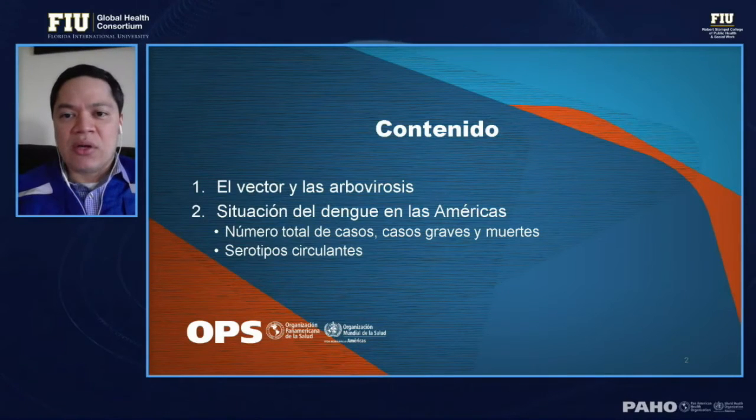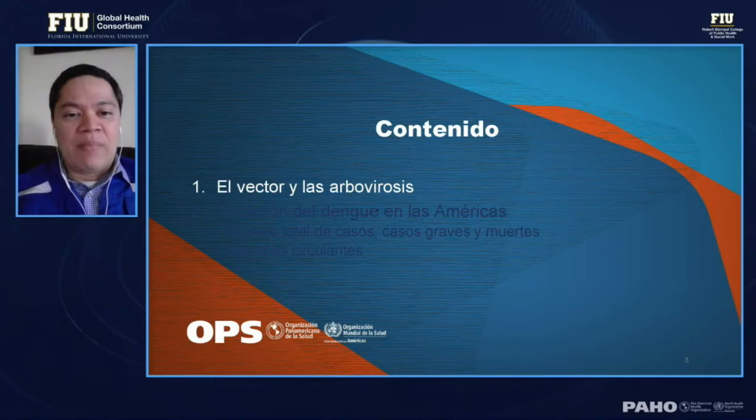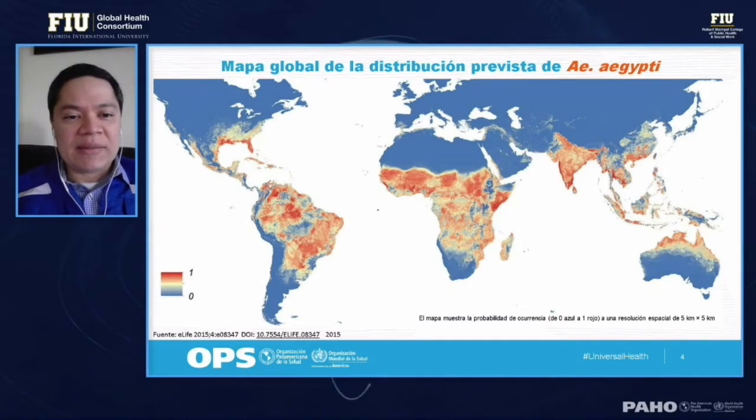My presentation is regarding the situation of arboviral diseases regionally, and I have divided the presentation into two main aspects. An introduction to speak a little bit about the vector and arboviruses in the Americas, and then we will focus a little bit more closely on dengue and speak about the cases that we are seeing, the trends, the serious dengue cases and death, as well as the circulating serotypes in the region. Next slide, please. We will begin with this first point.